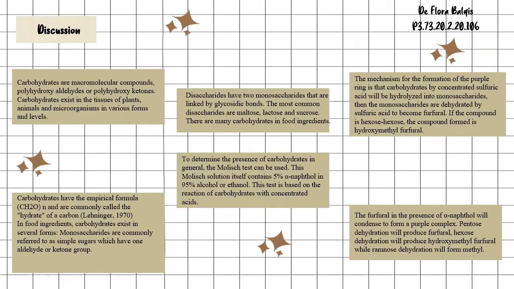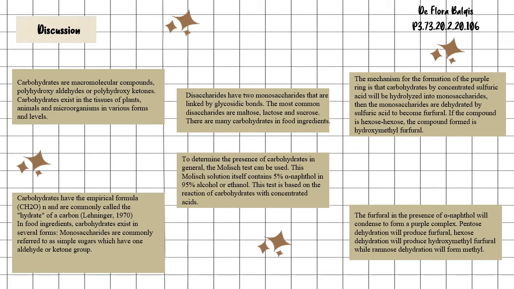Okay, I will tell you the discussion of the Molisch test. Carbohydrates are molecular compounds, polyhydroxy aldehydes or polyhydroxy ketones. Carbohydrates exist in the tissues of plants, animals, and microorganisms in various forms and levels. Disaccharides have 2 monosaccharides that are linked by a glycosidic bond. The most common disaccharides are maltose, lactose, and sucrose. There are many carbohydrates in food ingredients.